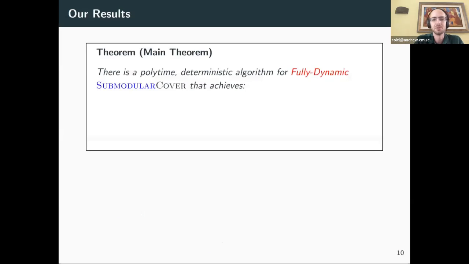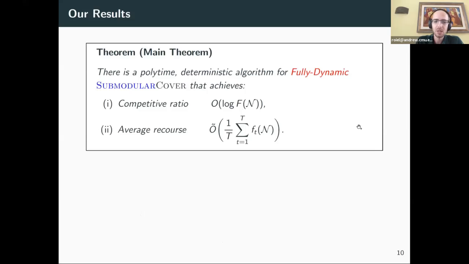So without further ado, here is our main theorem. We show that there is a polytime and, furthermore, deterministic algorithm for fully dynamic submodular cover that achieves two things. It achieves a competitive ratio of order log of F times n. So F is the sum of all the functions in the system, and n is the size of the ground set. And then there is this recourse bound. I don't have time to unpack this too carefully, but it is the average over time of the constituent function arriving at time t, evaluated at the entire ground set.